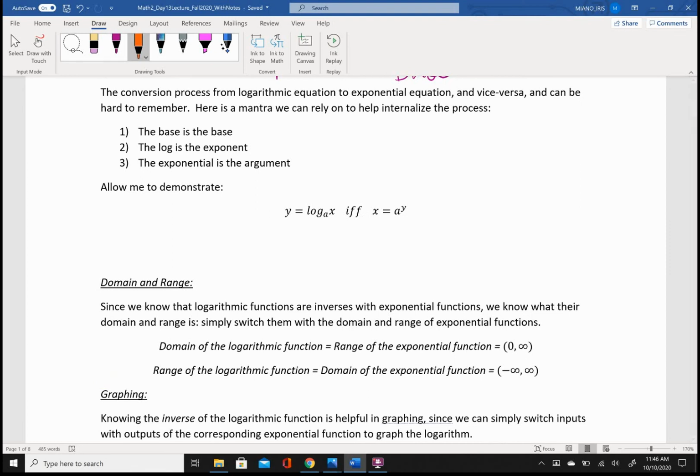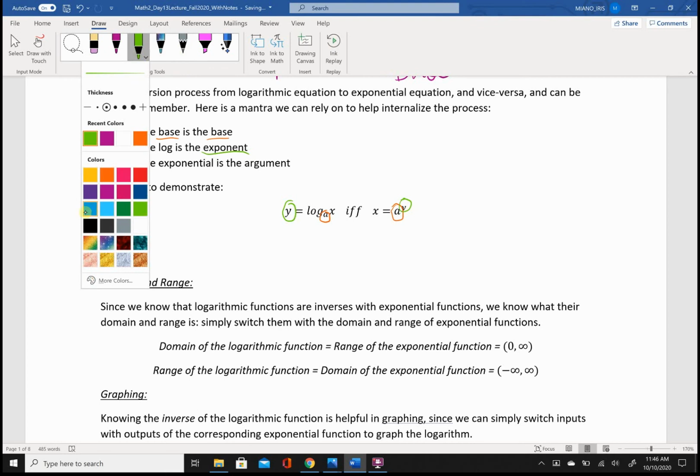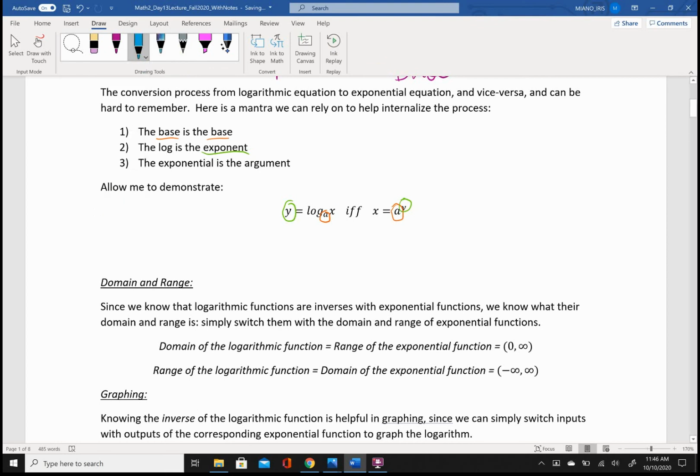So let's actually color code these bits. The base is the base. Let's start with that. That's your a. The base there is the base here in the exponential. The log is equal to the exponent, so the exponent is here and there. And then the exponential is the argument. What color should we do the argument? Something distinct. Let's try this blue. So the argument there is equal to the exponential, is what we're saying here. And there you have it.